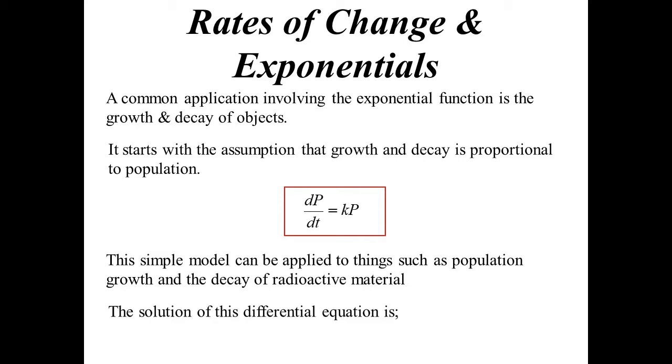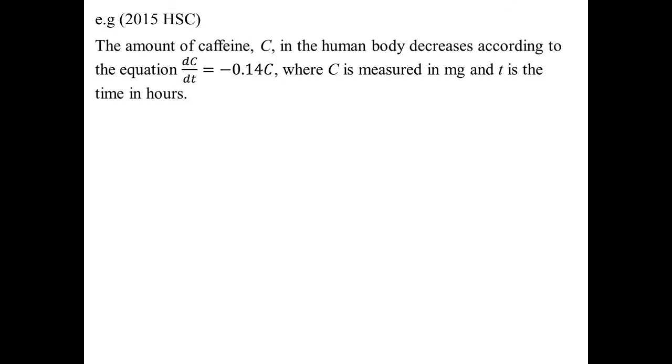The solution ends up being this: P equals Ae^(kt). Now, it is okay for our purposes, as soon as we see what's called a differential equation where dP/dt is equal to some constant times P, we can jump straight to the answer and say, well, we know P equals Ae^(kt) will be a solution to this. Let's have a look at some HSC ones then.